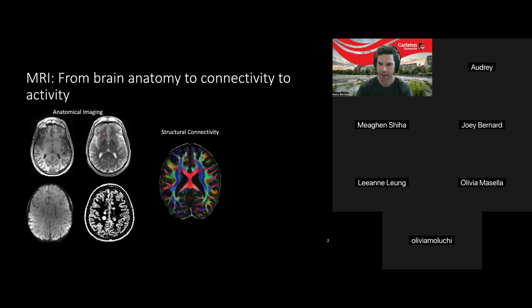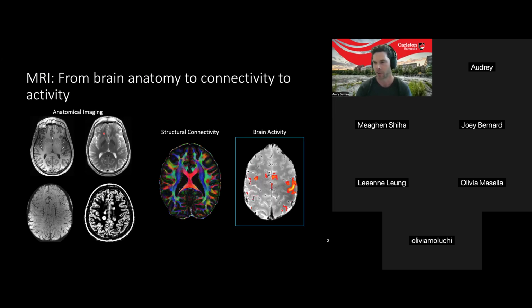So we can image anatomy. We can also image the connectivity of what brain areas are connected based on sensitizing our MRI signal to the diffusion of water molecules throughout the brain, which follow fiber bundles that connect different brain areas. And we can also measure the functional activity or the brain activity across the brain. This is the field of functional MRI. It's my main area of research.